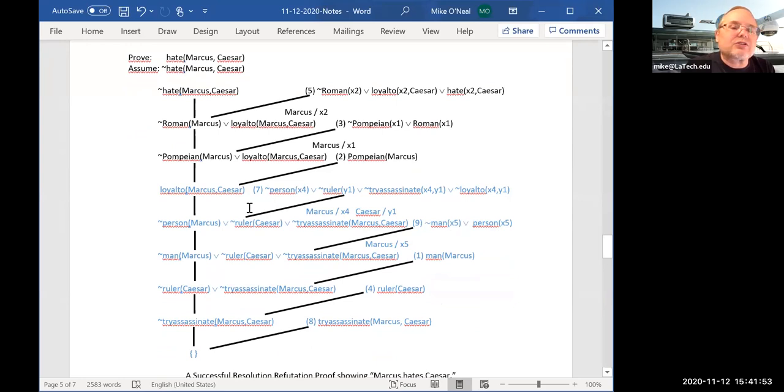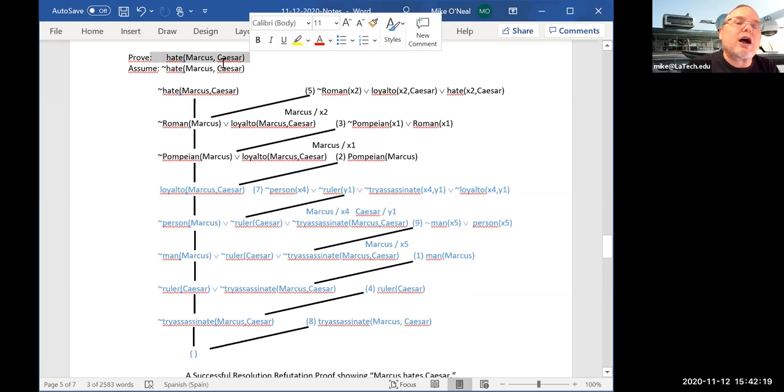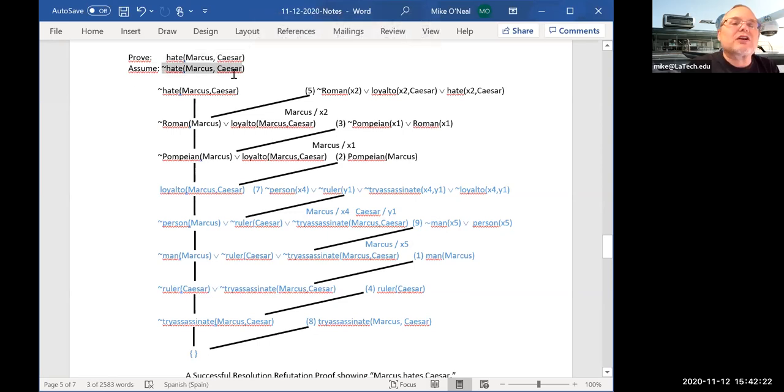That gets rid of the thing that we're talking about, man and person here. So now either Marcus is not a man, or Caesar's not a ruler, or Marcus didn't try to assassinate Caesar, but Marcus is a man. So either Caesar's not a ruler, or Marcus didn't try to assassinate Caesar, but Caesar is a ruler. So Marcus did not try to assassinate Caesar, but Marcus did try to assassinate Caesar by 8, which leads to a contradiction, which means that, yes, Marcus hates Caesar. Why? Because if I assume the opposite, that Marcus does not hate Caesar, I get a contradiction. Same old resolution refutation proof that we did last time.